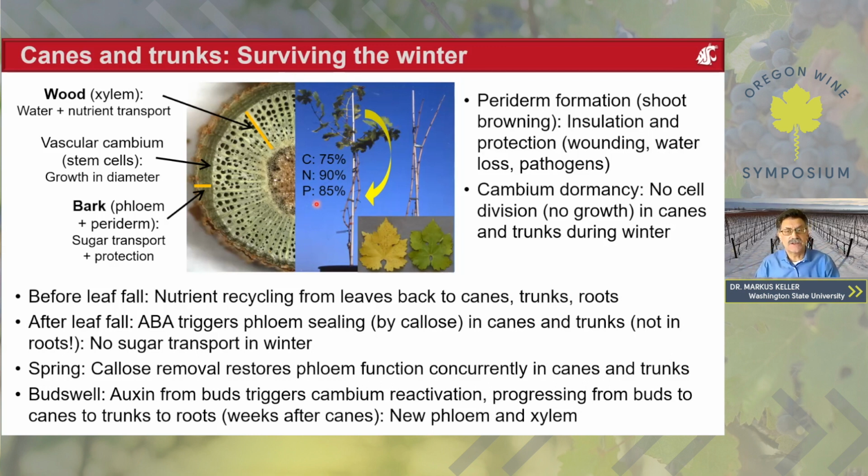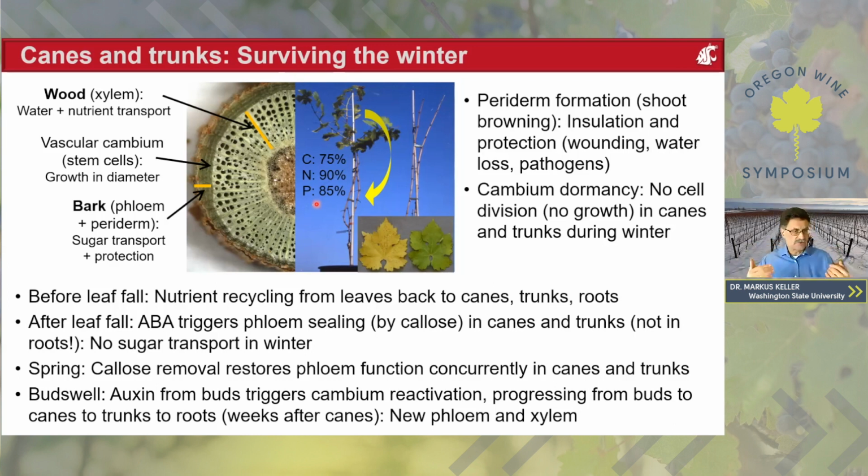This is one reason that when you have an early fall frost, you can sometimes run into nutrient deficiency issues in the next growing season, because the plant has not had time to resorb or recycle those nutrients back from the leaves into the permanent parts of the plant for the next growing season.